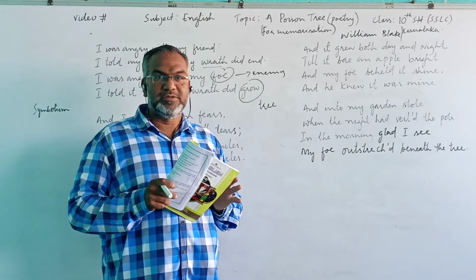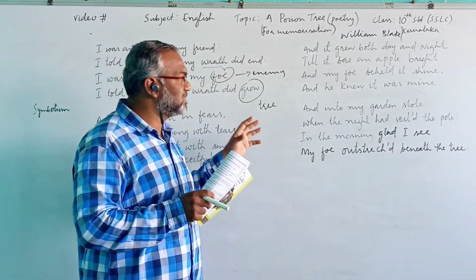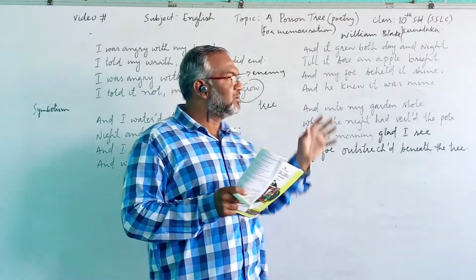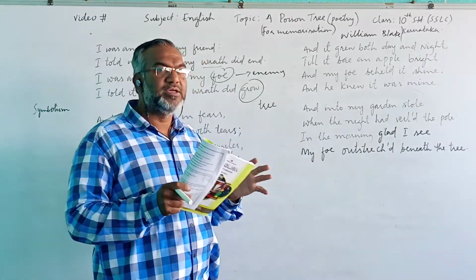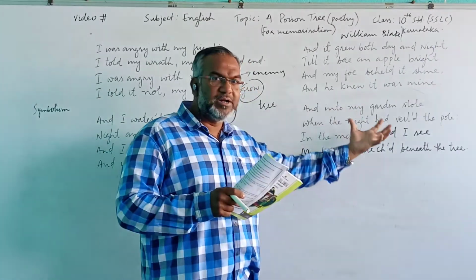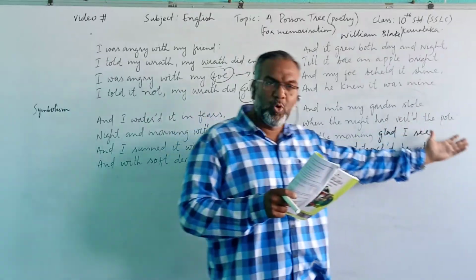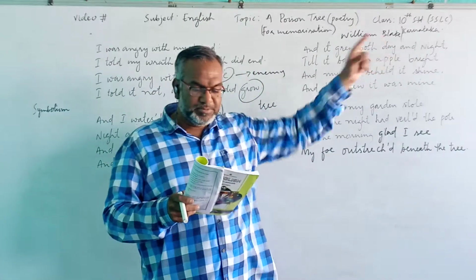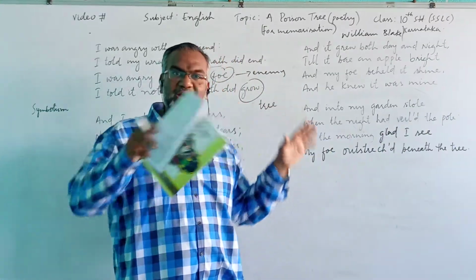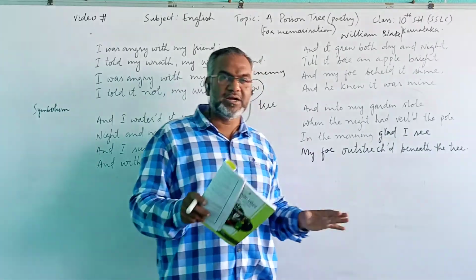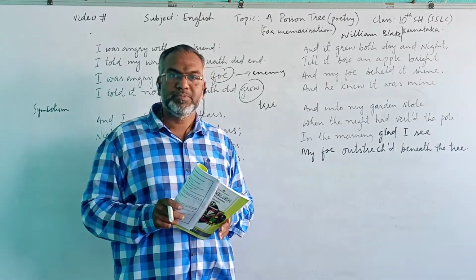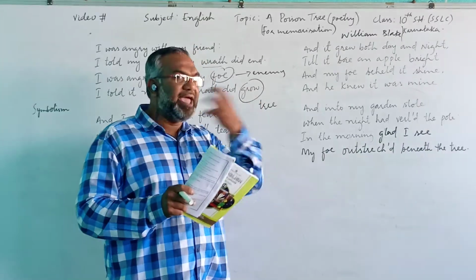You can observe, you can experience how William Blake symbolically wrote this poem using symbols like tree, apple, garden, night, pole. Pole here refers to the pole star. So when the night had veiled the pole star, when it was completely dark, the enemy entered that garden and ate that apple.